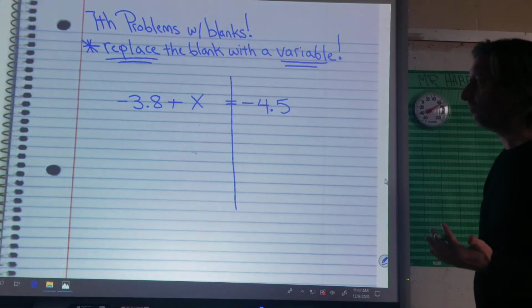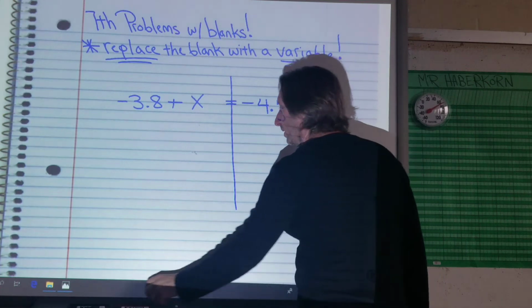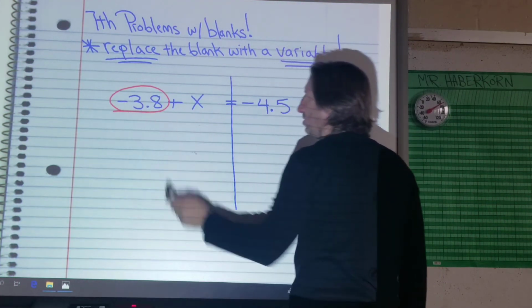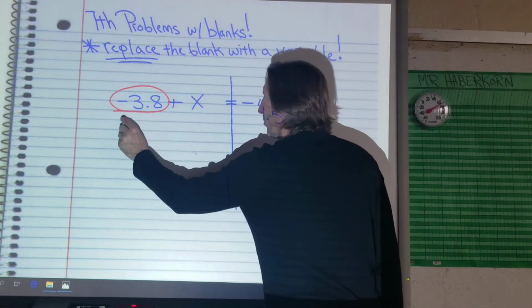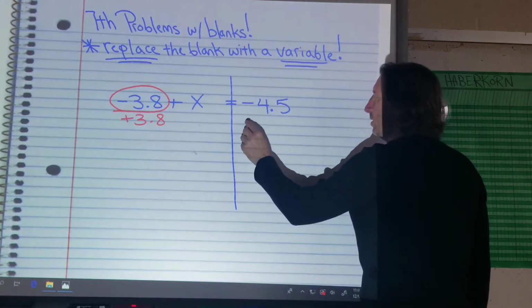So then we do the same thing. We want to get the x by itself. I'm not getting rid of this plus sign. I'm getting rid of this minus 3.8, so I'm going to add 3.8. If I do it to one side, I do it to the other.